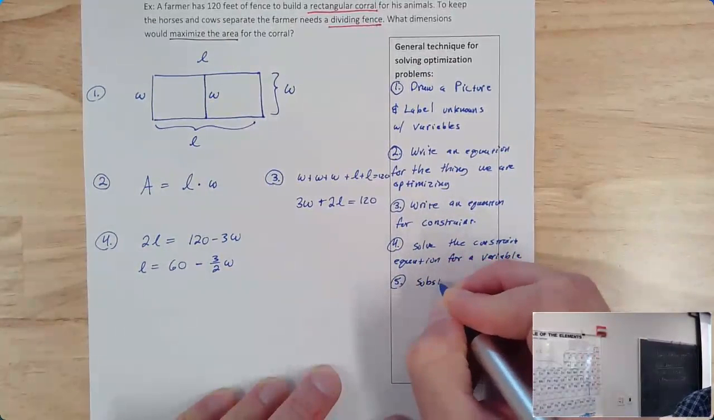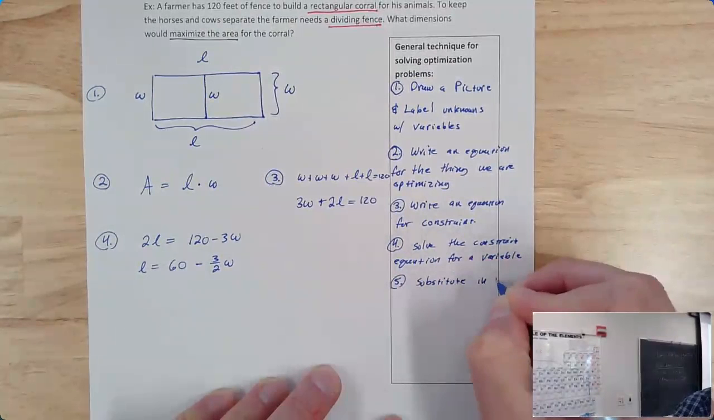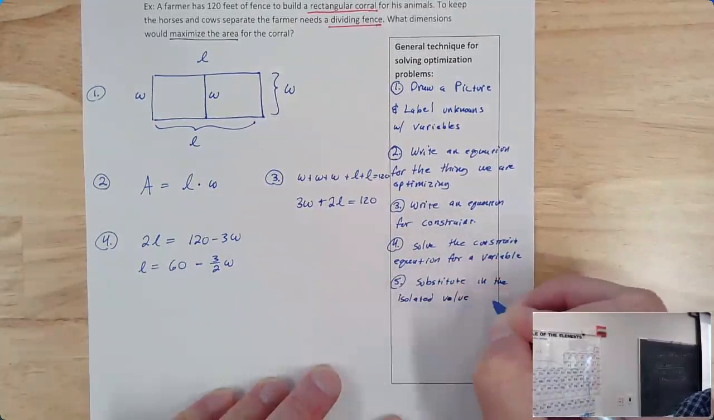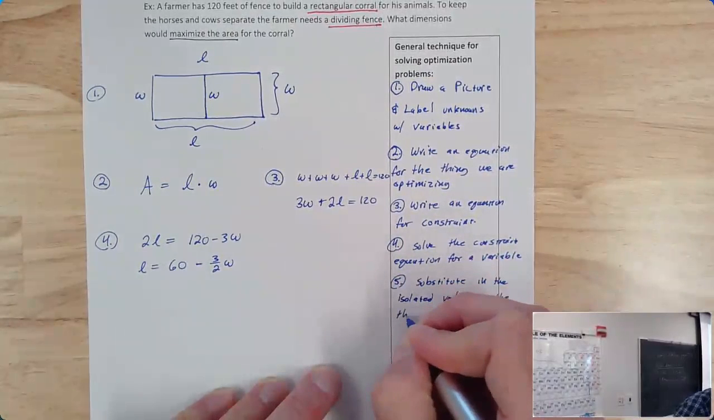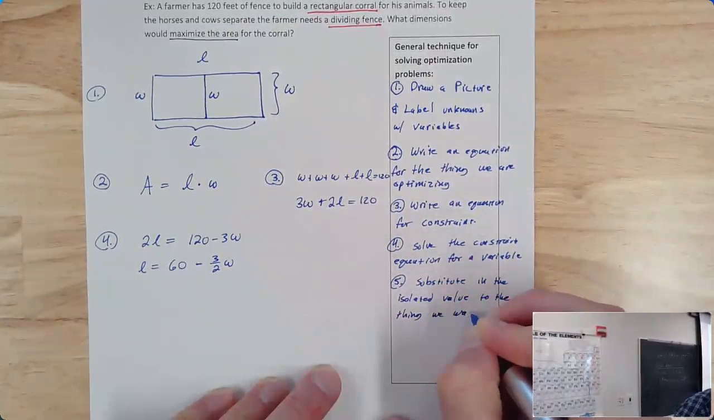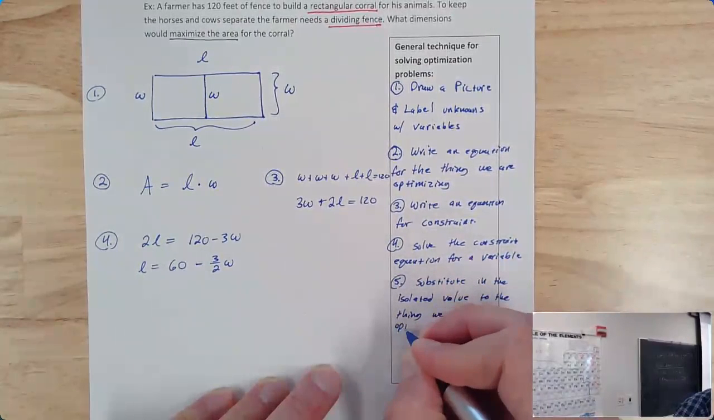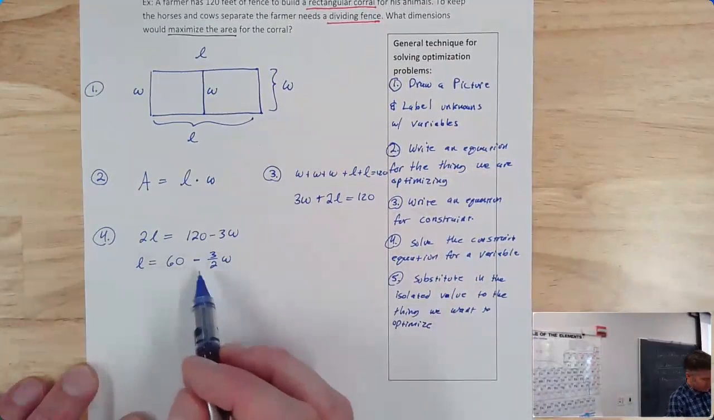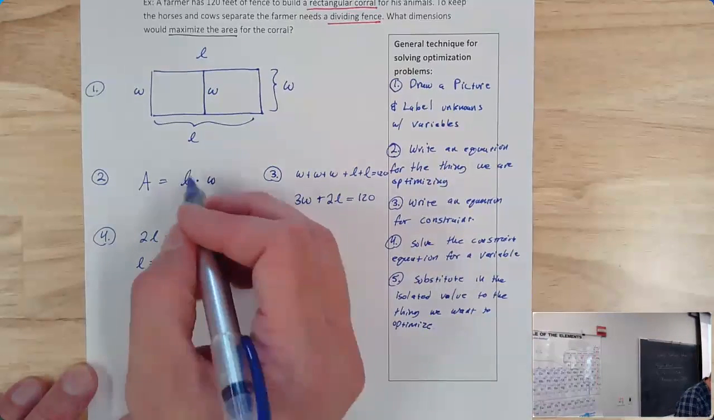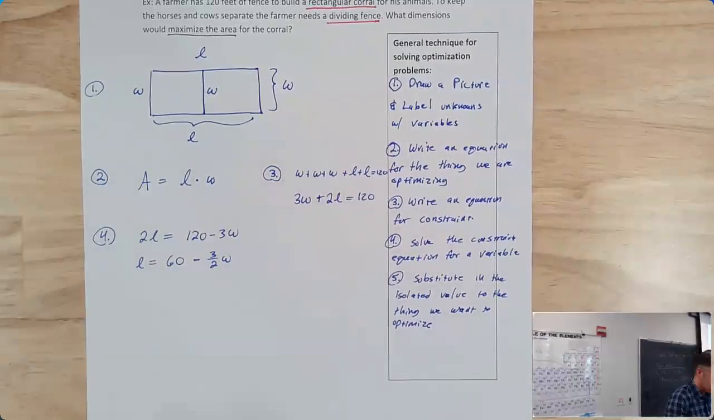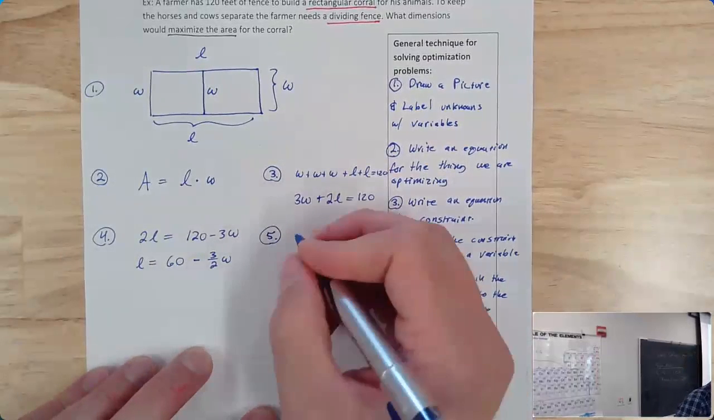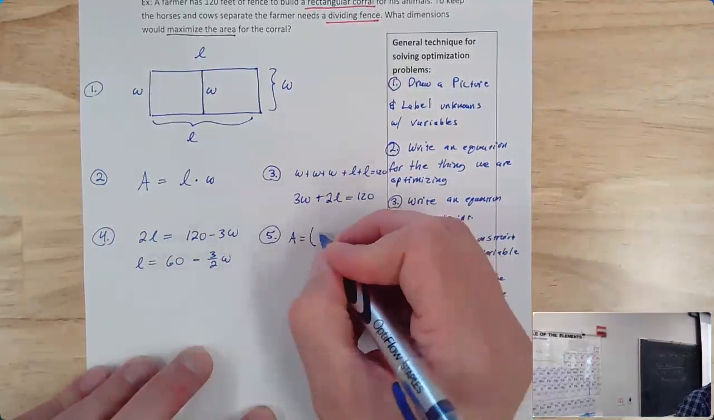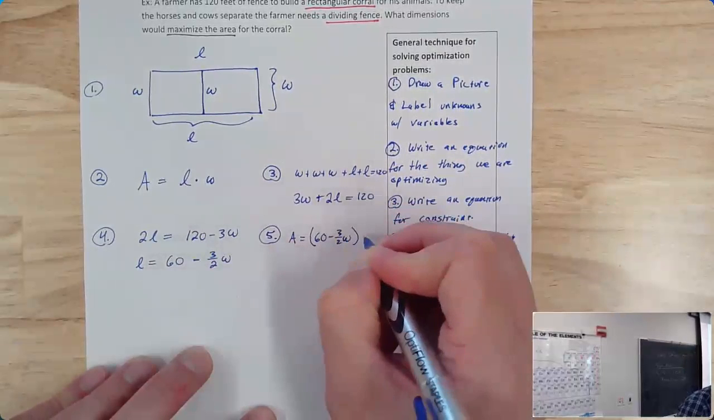Substitute in the isolated value to the thing you want to optimize. And see, my writing is not the best. So I'm going to take this L equal to 60 minus 3 halves W and plug that in for the L in the area equation. So I'm going to get the area is equal to L, which is now 60 minus 3 halves W, times W.